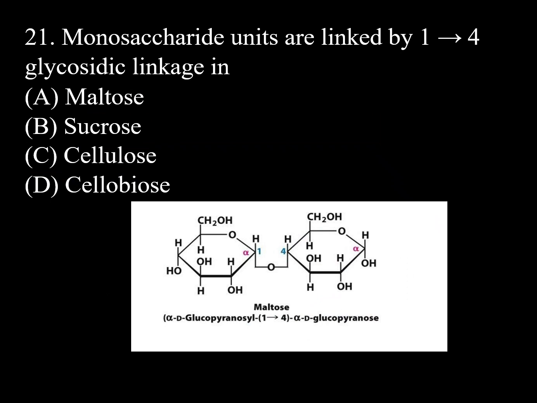Question number 21. Monosaccharide units are linked by 1,4 glycosidic linkages in option A maltose, B sucrose, C cellulose, D cellulose. The right option for this question is maltose, as maltose is a disaccharide, and disaccharides are those carbohydrates which are made up of 2 monosaccharide units. So maltose is made up of 2 glucose units. Maltose is made up of glucose and glucose.